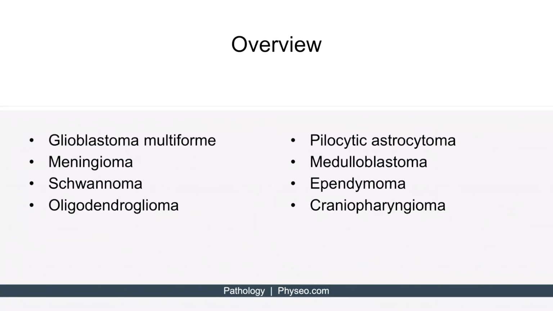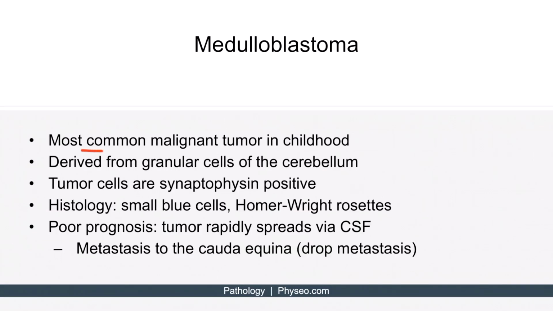All right, let's move on to discuss medulloblastoma. This is the most common malignant tumor in childhood. It's derived from the granular cells of the cerebellum, which originate from the neuroectoderm, and the tumor cells are synaptophysin positive. Small blue cells with Homer-Wright rosettes can be observed on histology. We'll look at an image of this in a second.